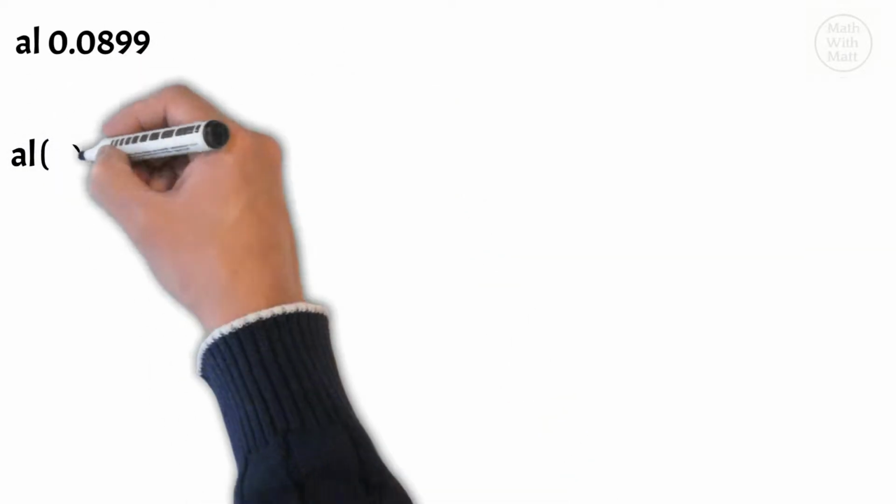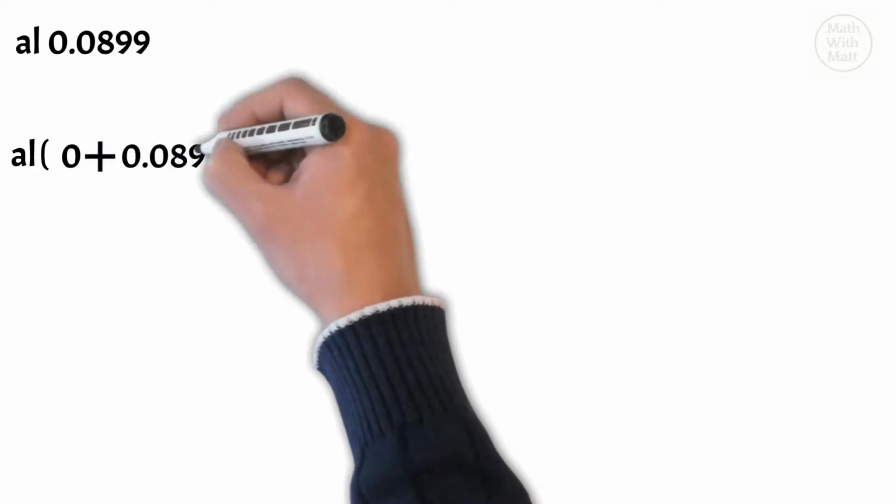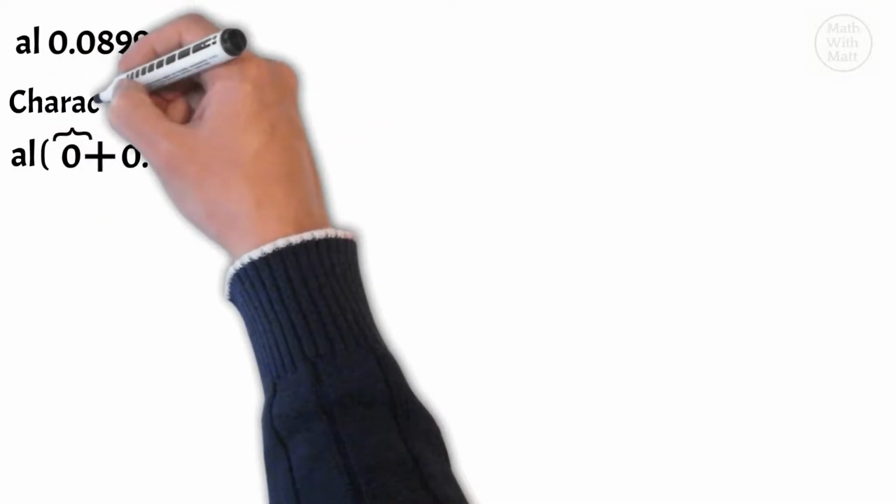Let's try to understand how to use antilog table with this example. Antilog of 0.0899. We first split up the number into two parts, first, the whole number, and second, the fraction. Since this number has only fraction, we will split it as 0 plus 0.0899. The whole number is the characteristic, and the fraction part is the mantissa.